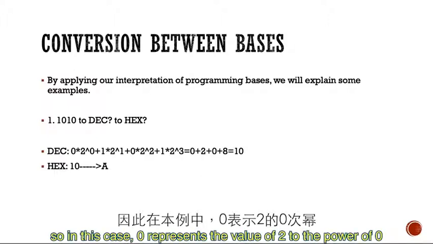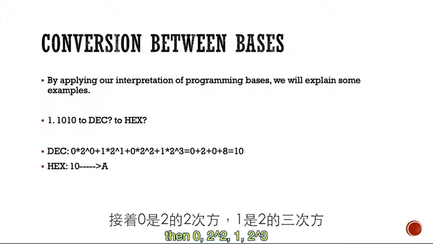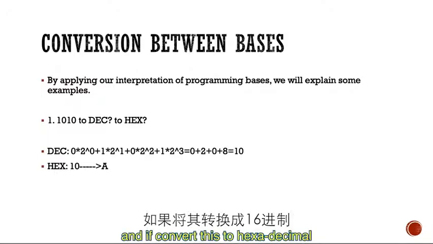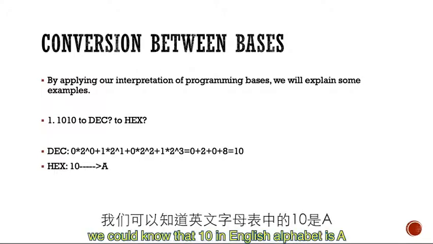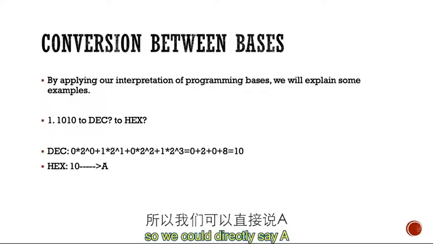In this case, 0 represents the value of 2 to the power of 0. 1 represents the value of 2 to the power of 1. Then 0, 2 to the power of 2, and 1, 2 to the power of 3. And we add them together, we get an answer of 10. And if we want to convert this to hexadecimal, we know that 10 in the English alphabet is A, 11 is B, 12 is C, and 15 is F. So we could directly say A.